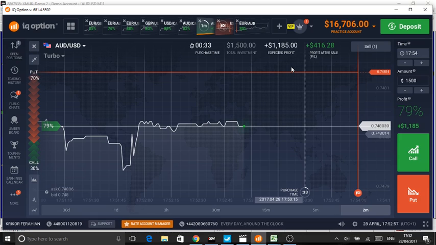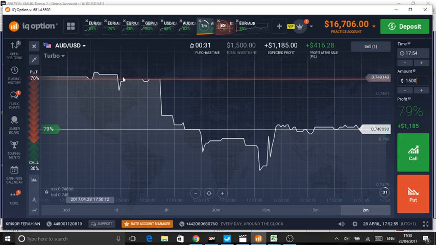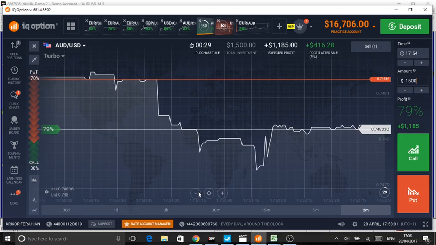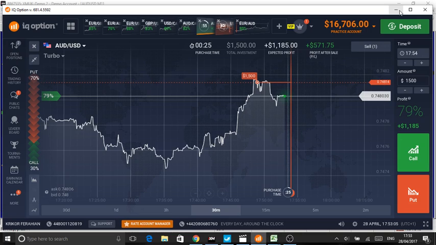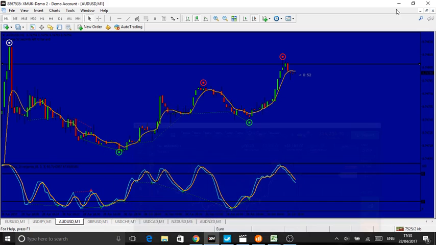Let's go on to IQ Option. As you can see, I entered right here. The trade is currently in the money, which is good. I actually went quite big on this trade, but we shall see what happens.